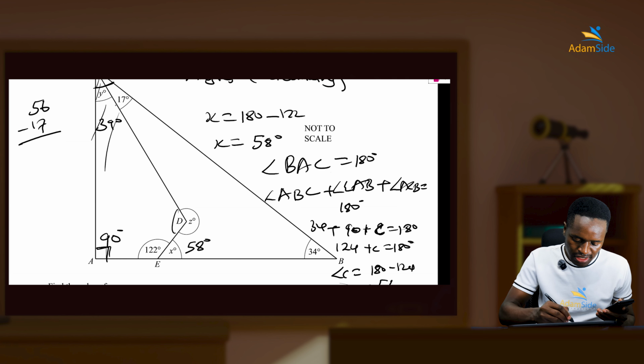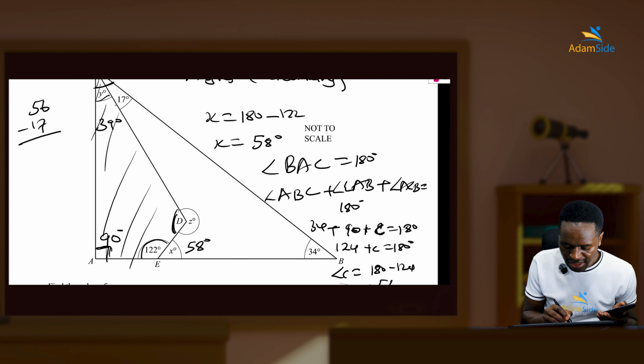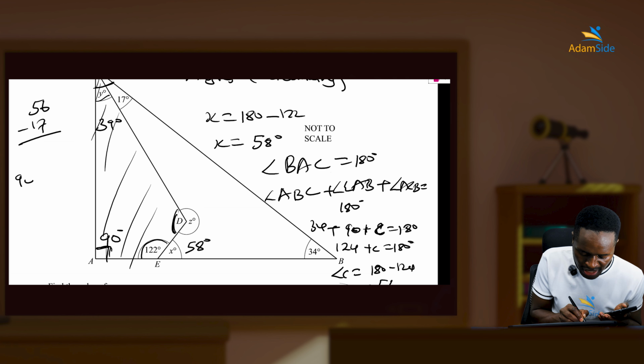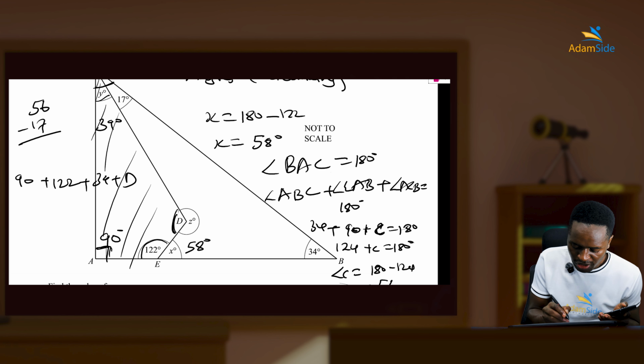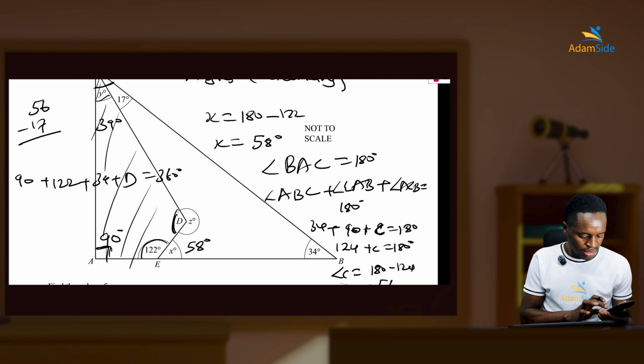We're talking about the whole of this: this angle, this angle, this angle, and this one add up to 360 degrees. Therefore, 90 plus 122 plus 39 plus angle D should be equal to 360. So you take 90 plus 122 plus 39.